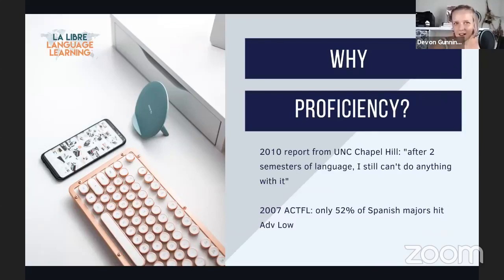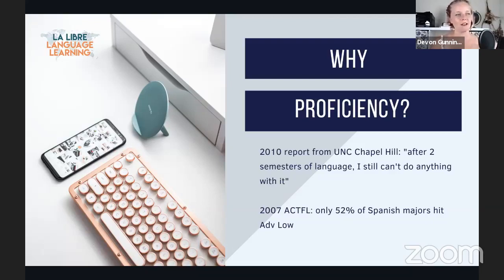Now, why are we focusing in on proficiency? Why is this such a hot topic right now? The reason is, there are many reasons, but one I want to hone in on for you here, because I think it's a really good example, is a 2010 report done from students at UNC Chapel Hill, who are not by any means language majors, but are advanced, driven students. Many of them reported, after going through a high quality language program at UNC Chapel Hill, after 2 semesters of language, I still can't do anything with it.